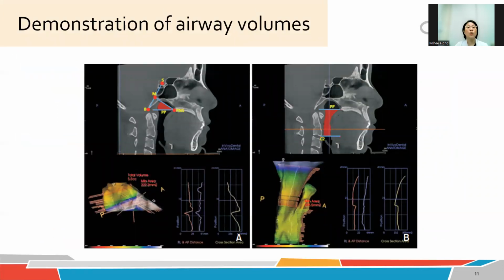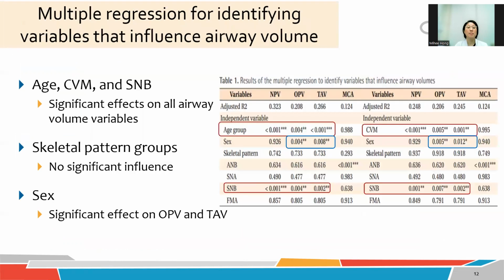CBCT images were reoriented by our standardized protocols, and then nasopharyngeal, oropharyngeal, and total pharyngeal volumes with the minimum cross-sectional areas were measured by definitions. Multiple regression showed that AG, CVM, and SMB have significant effects on all airway volume variables, while skeletal pattern groups have no significant influence on the volumes.